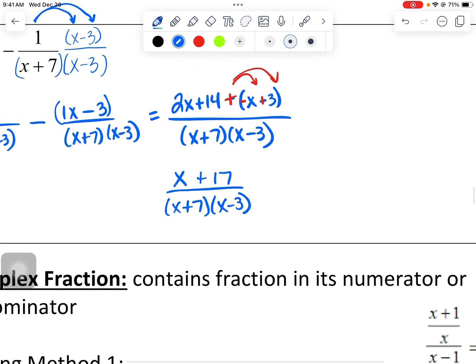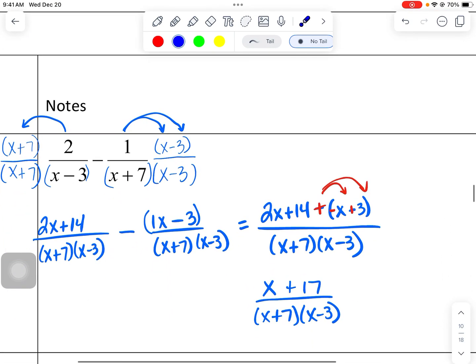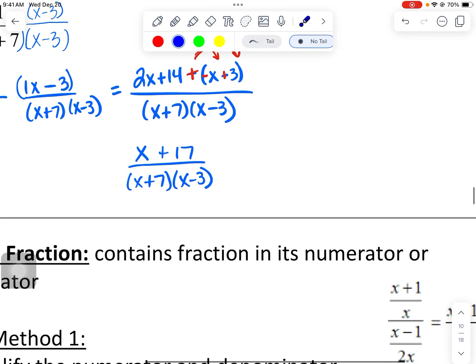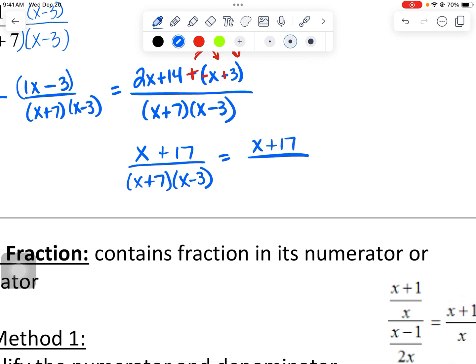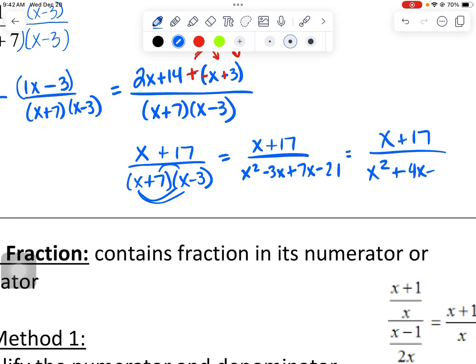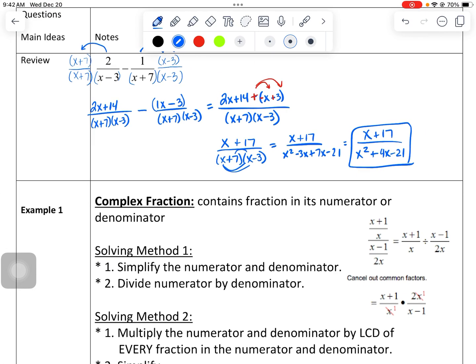And I kept the denominator factored because there is a chance that the numerator could have simplified to x plus 7 or x minus 3, in which case I would have been able to simplify. But, oops, I'm not able to simplify, and we want our answer written in standard form, so we have x plus 7, and then multiplying this out would be x squared minus 3x plus 7x minus 21. So we get x plus 17 over x squared plus 4x minus 21.